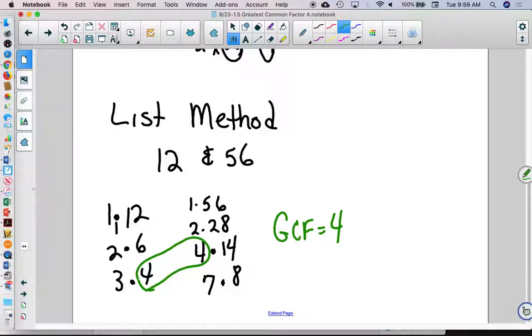So there are 3 methods. What are the 3 methods that you are now in knowledge of? What are those 3 methods, Brianna? The ladder, the tree, and the list. Good. Ladder, we say the tree, but we're actually talking prime factorization. And then the list. We've got 3 different methods.